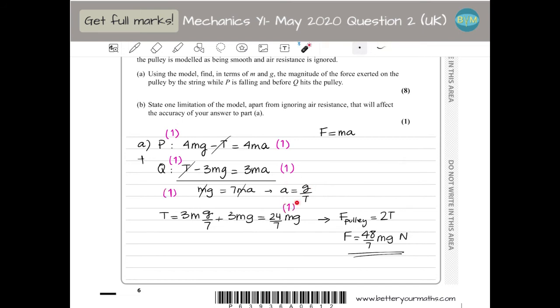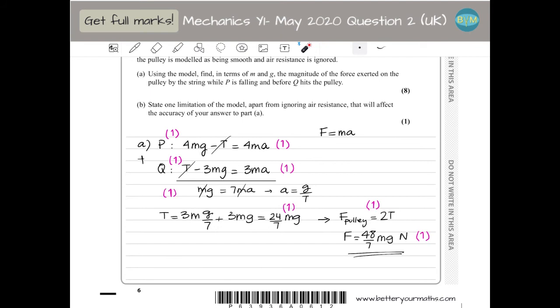You don't really need to find A, so you don't get any mark for finding A. I just found it because I think it's easier to solve the equations. And then the last two are one for knowing that the force in the pulley is 2 times the tension, and the other one for your answer. And that's it, that's 8 marks.